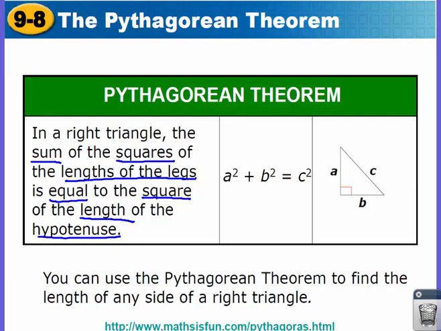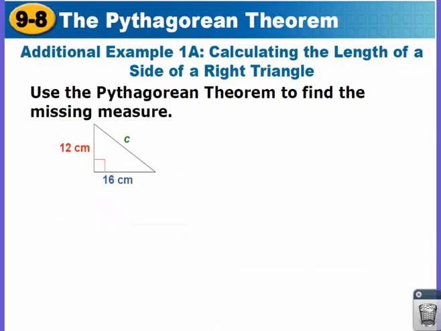Now, there are two things that you have to find. One type of problem is where you're given both of the legs and asked to find the hypotenuse. The other type is where you're given one leg and the hypotenuse and asked to find the other leg. We're going to work one of each to show you how to do that, and then I'll give you one of each to do on your own. Okay, so here is our first problem.